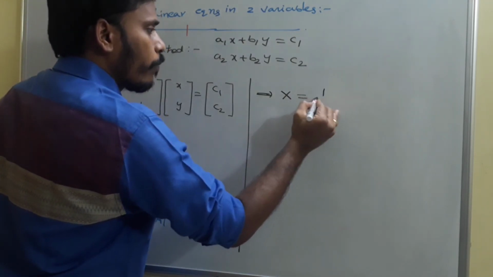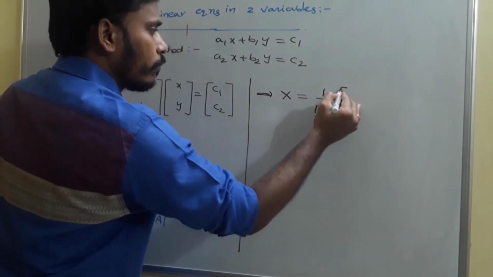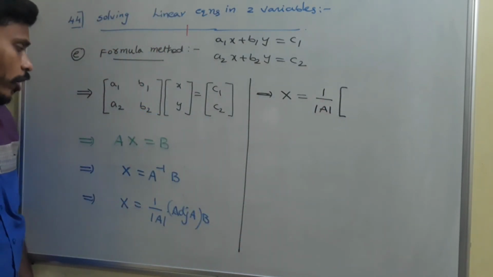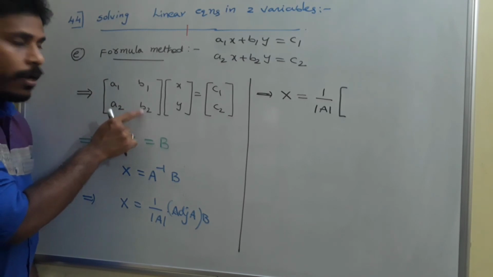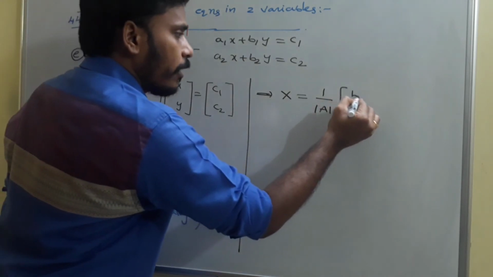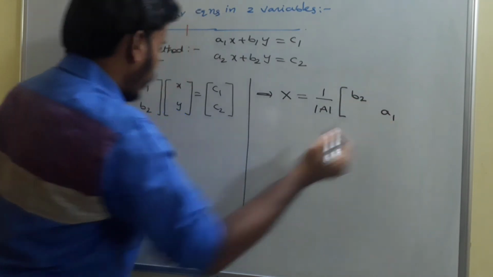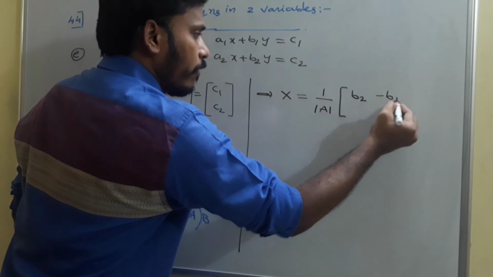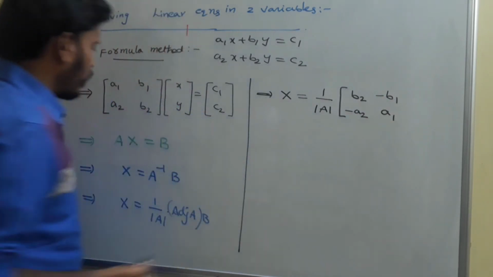X is equal to 1 by det A into adjoint of A. What do you say about adjoint of A? Adjoint of A is simply interchange these two and then attach minus signs for these two. So interchange these two, you will get B2 and here A1. After that you just attach minus signs for these two: minus B1 and here minus A2.